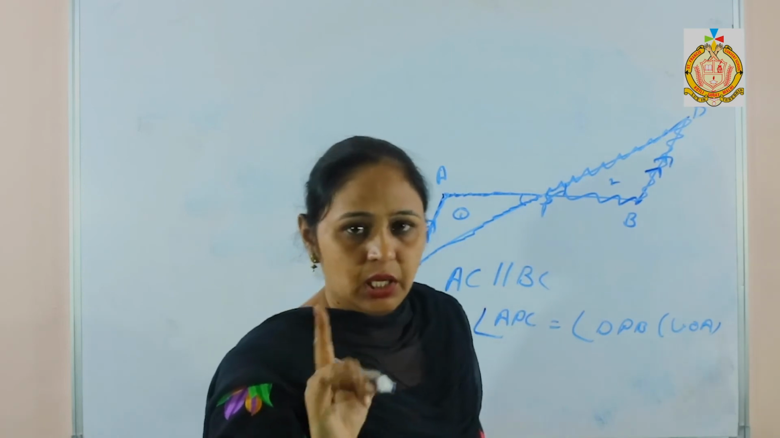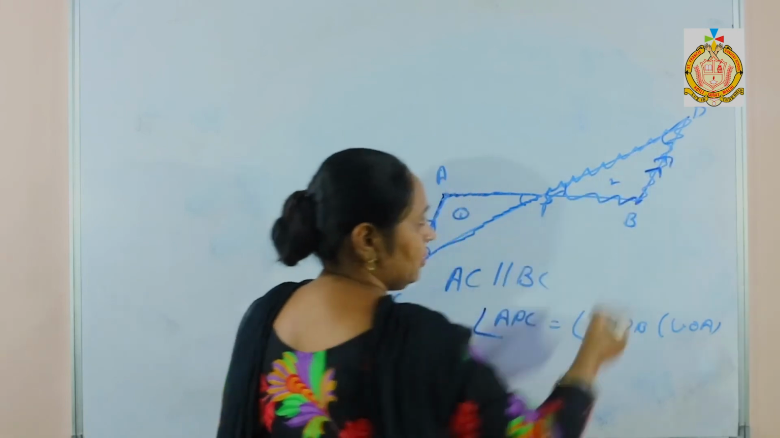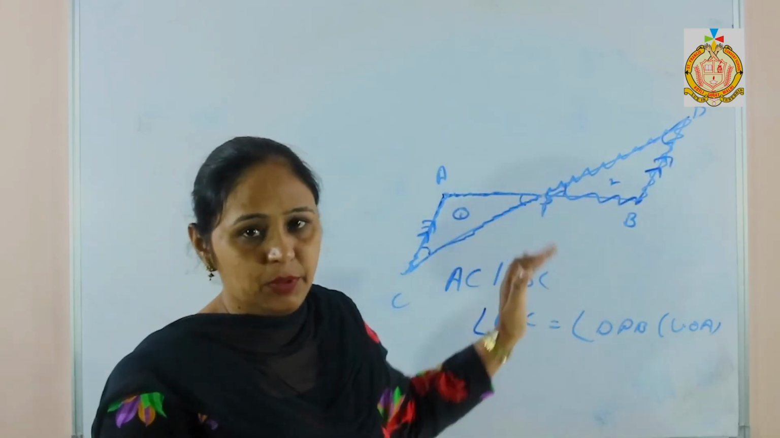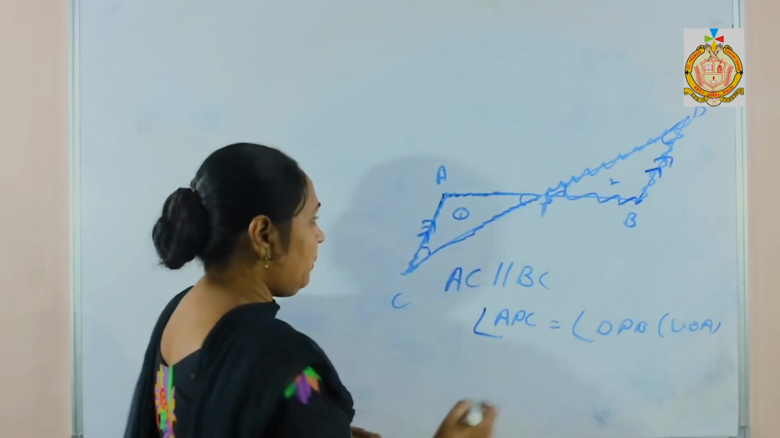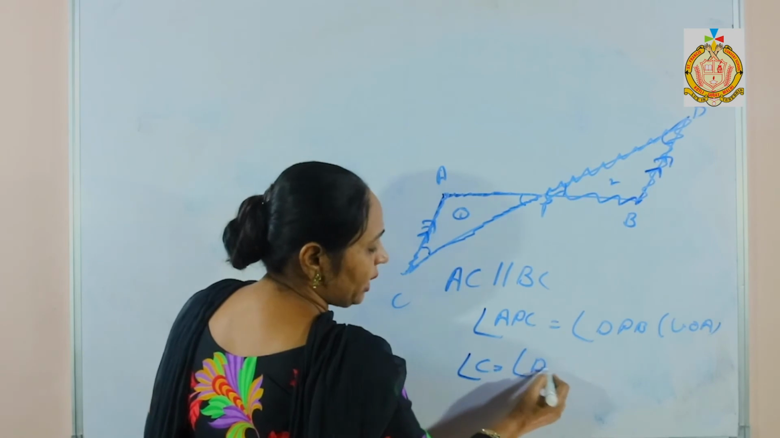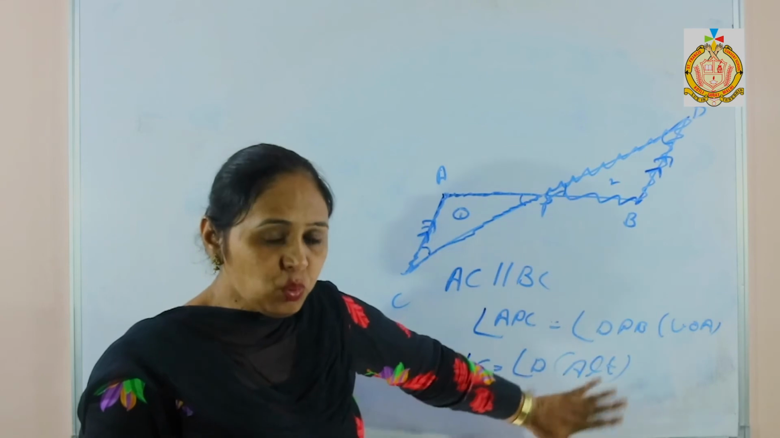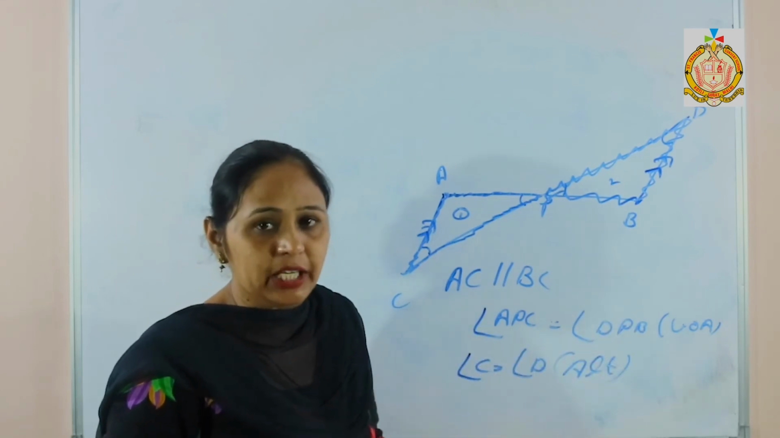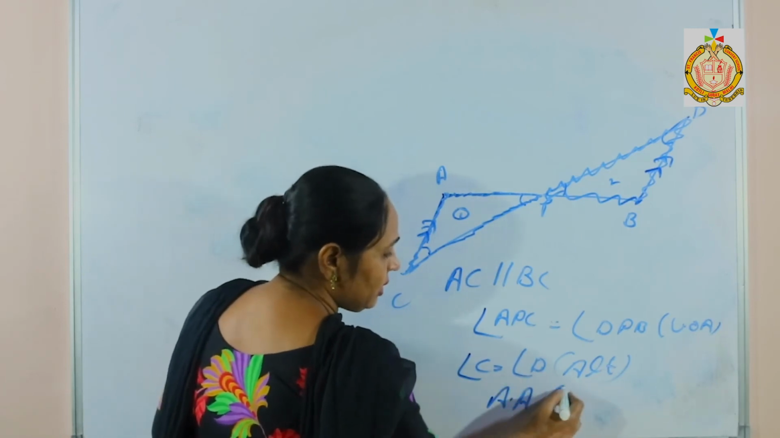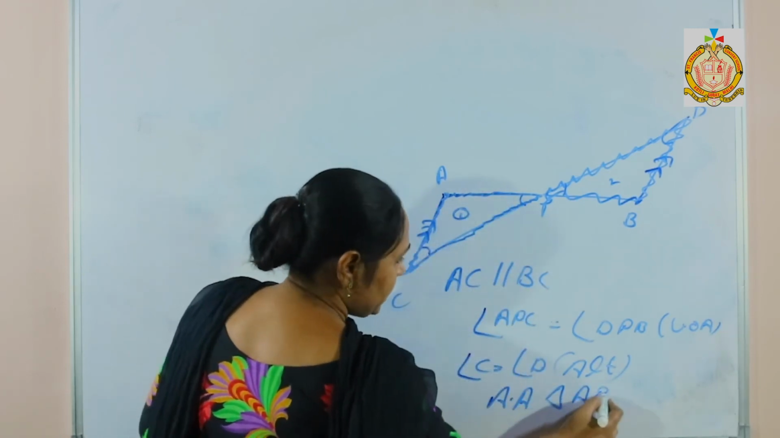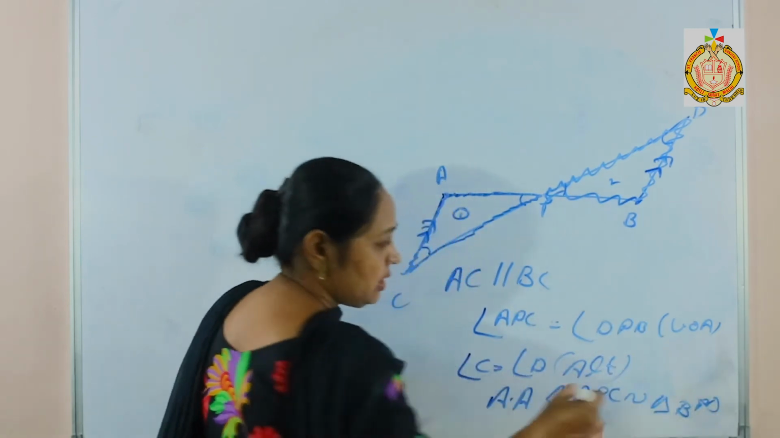One angle I got, another I want. Now if I take this angle and this angle, these are the alternate angles, because with the transversal, one is above and one is below. That is called alternate. It means angle C will be equal to angle D. Now we can see two angles are equal. If two angles are found equal, the third is automatically equal, no need to prove. We can write by the AA axiom, triangle APC is similar to triangle BPD. These two triangles are similar.